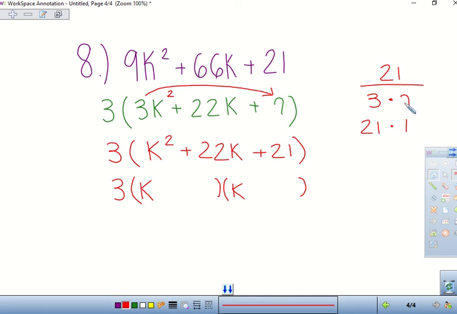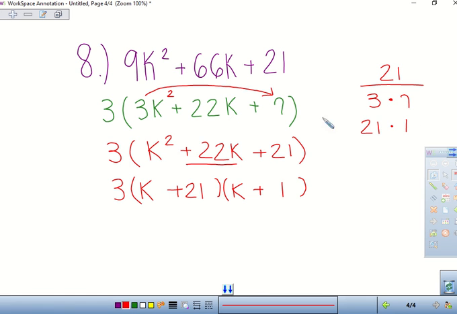That's good. So 3 plus 7 is 10. That's not what we want. What's 21 plus 1? 22. That's what we want, isn't it? Yep. So we're going to take 21 and 1, put it here.